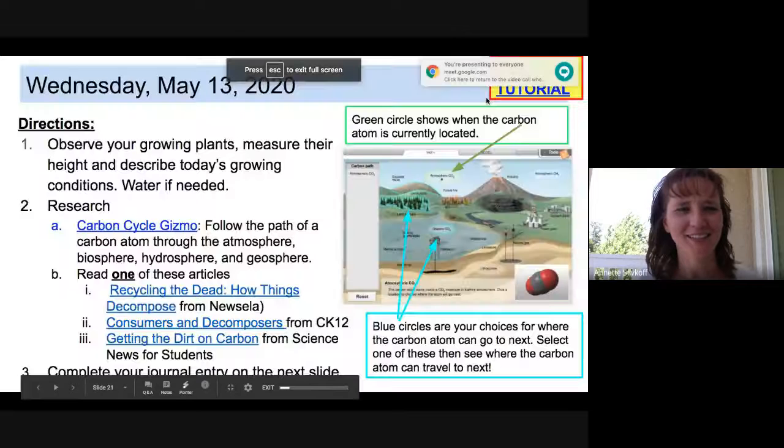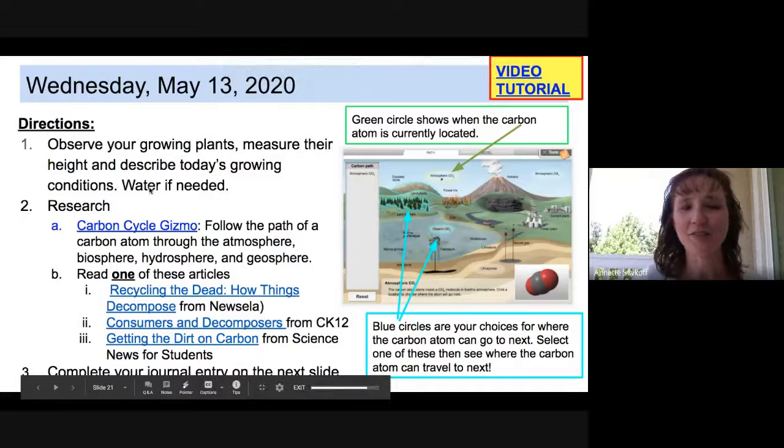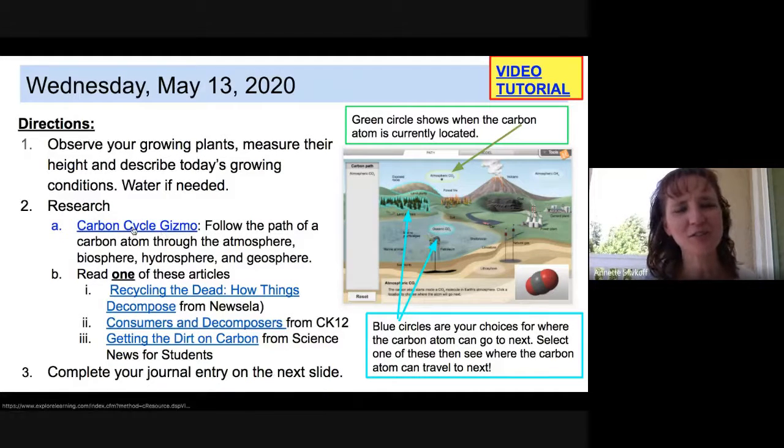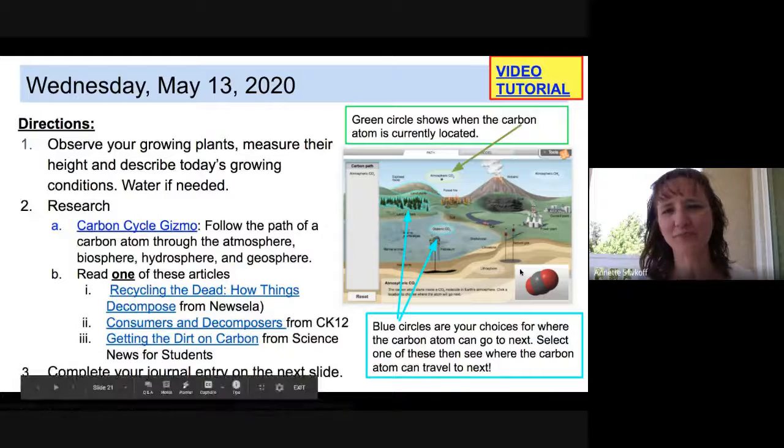All right, so today you guys will be doing, of course, observing your plants, measuring how tall they are today. You're going to do some research with the carbon cycle gizmo, and then when you're done with that, you'll pick one of these articles to read for your journal entry.